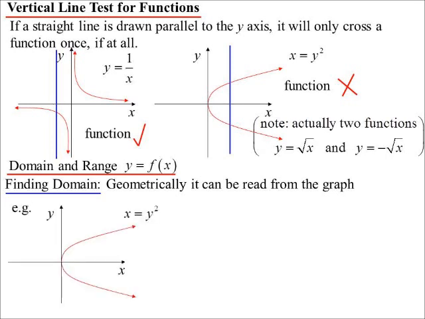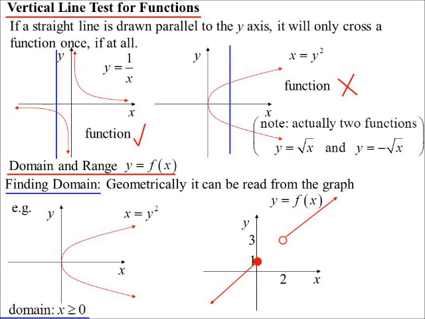So geometrically I can just read it from the graph. Here's x equals y squared. I can just look at that and say, oh, the domain, well, the curve only exists on the right-hand side of the y-axis. Well, it also exists at 0. So I could say the domain is x is greater than or equal to 0. Here's one of these split functions, which is sometimes called step functions. So this one, domain is x is less than or equal to 0, but it also exists when x is greater than 2. Notice 2 is not included on that one.